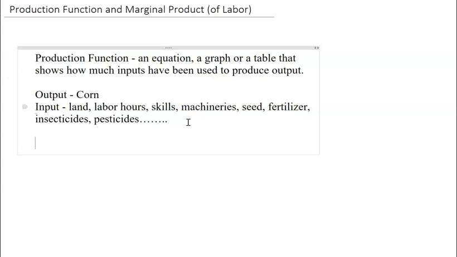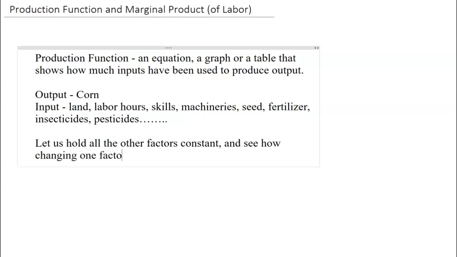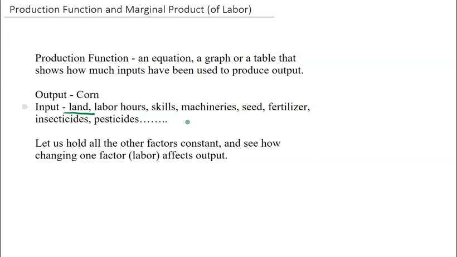So in our case, let's look at an example. Since there are so many things going into production, we're just going to hold all the other factors constant and see how changing one factor, let's say labor, affects output. All these things affect my input: land, skills, machinery, seed, every other thing here that I've underlined in green. I'm holding them constant, and I'm changing only labor hours. I'm just modifying labor hours to see what happens to output.